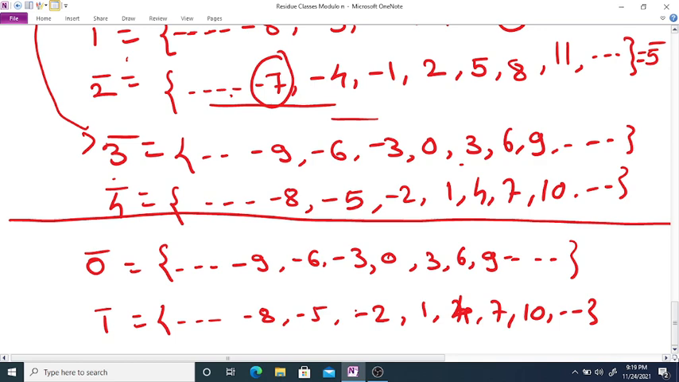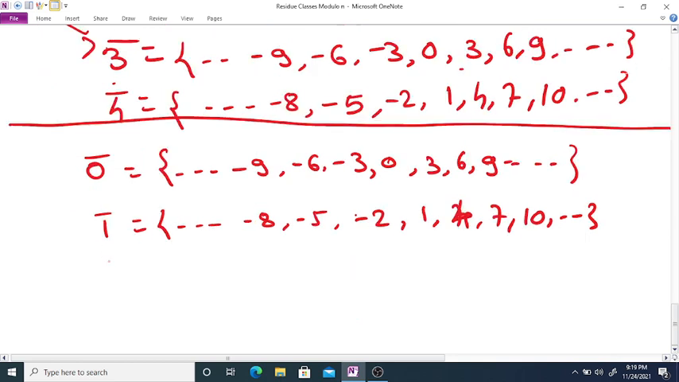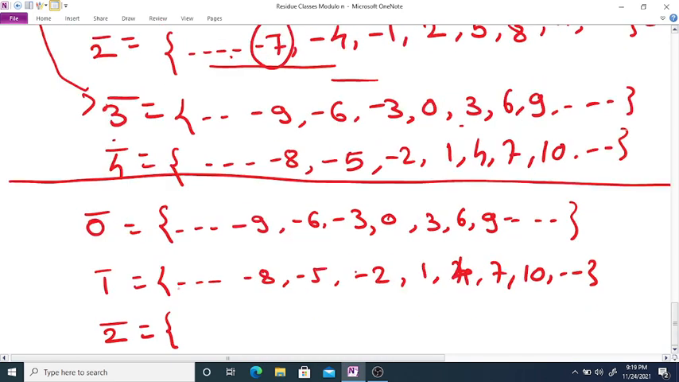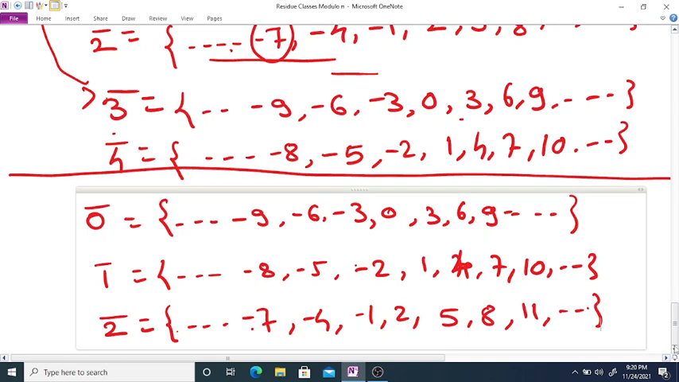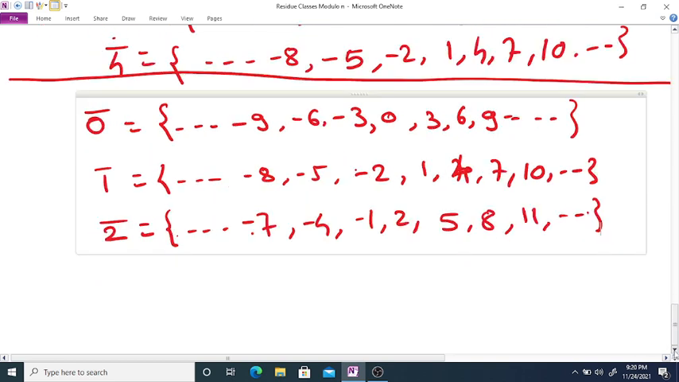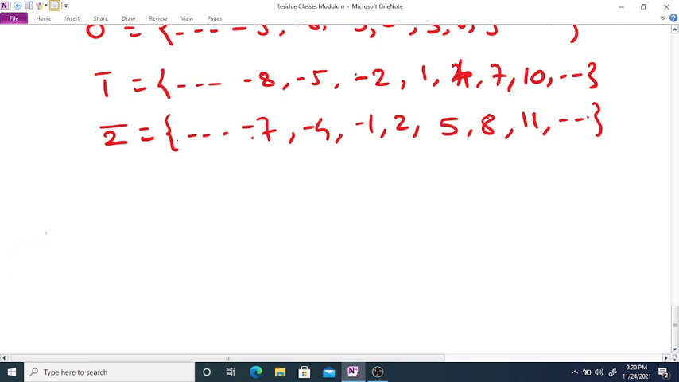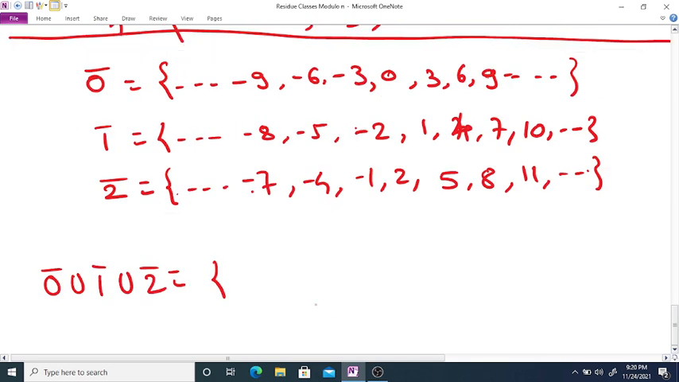Similarly, 2 bar is equal to minus 7, minus 4, minus 1, 2, 5, 8, and say 11. So these are the only distinct equivalence classes modulo 3. You can observe here the union of these 3 distinct equivalence classes, 0 bar, 1 bar, and 2 bar, is equal to, again you can check here, the set of all integers.